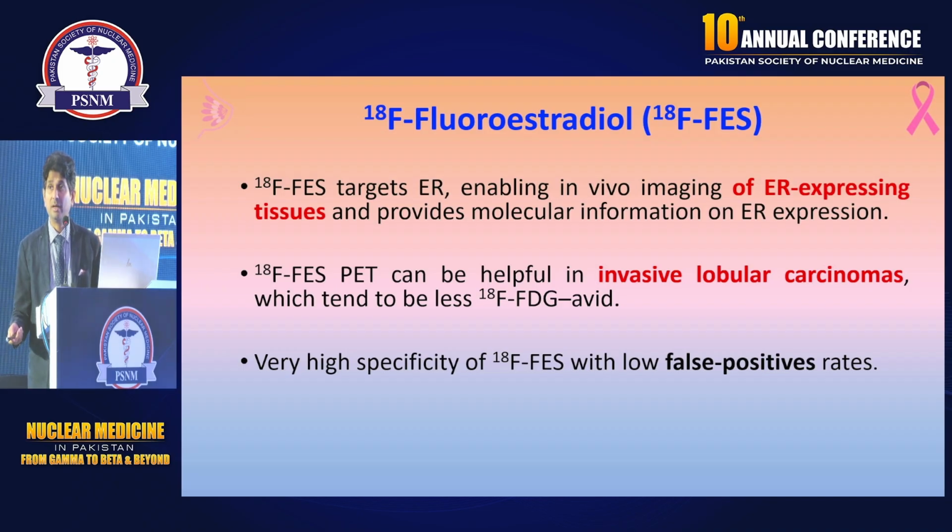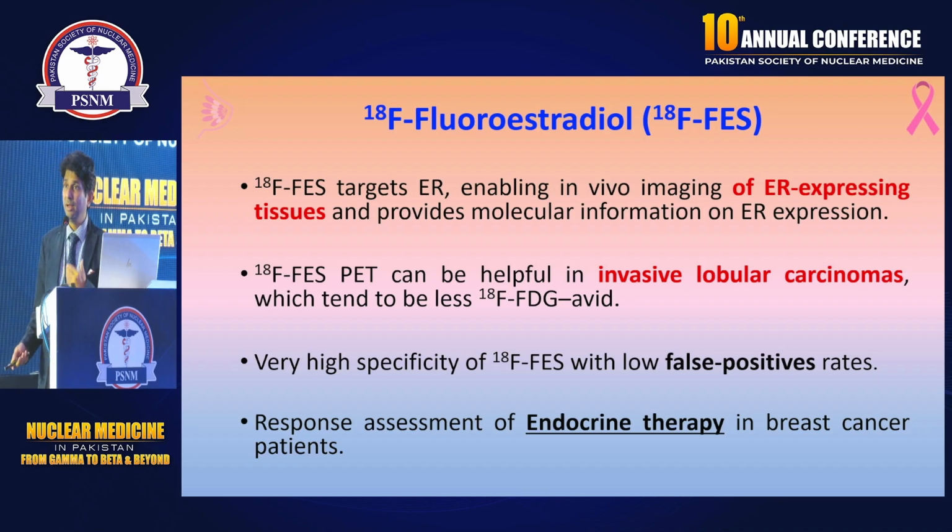FES also has a high specificity. As you know, FDG is not a specific marker. It goes to infection, inflammatory conditions, and other benign conditions, which show uptake. But FES has a higher specificity because it is not positive mainly in infection and inflammatory conditions. This tracer will be very helpful for the majority of patients. If the patient has luminal A or ER/PR positive disease, they undergo hormonal therapy or endocrine therapy. So FES has a very good role in assessing patients on endocrine therapies.